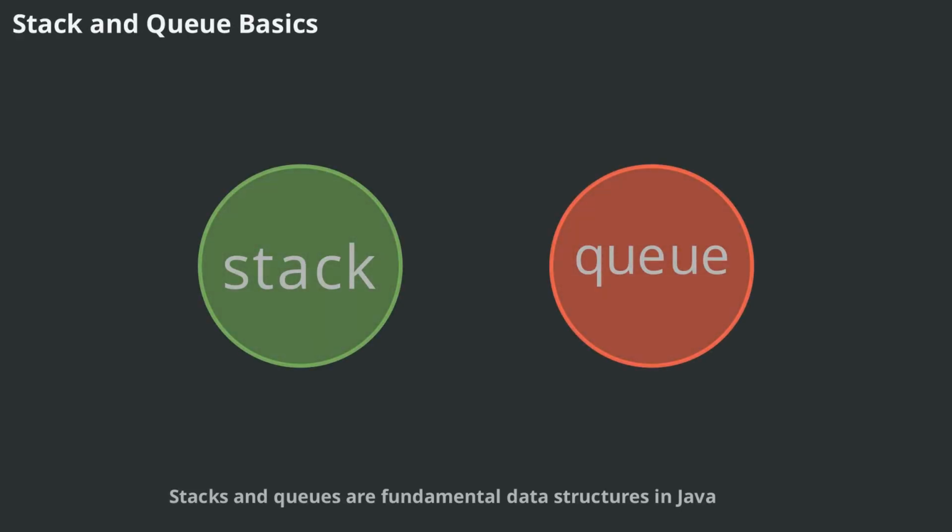Stacks and queues are fundamental data structures in Java. Stacks follow the last-in, first-out (LIFO) principle, while queues use first-in, first-out (FIFO). Many interview questions, such as evaluating expressions or managing tasks, rely on these structures. Understanding how to implement and use stacks and queues efficiently is essential for coding interviews.